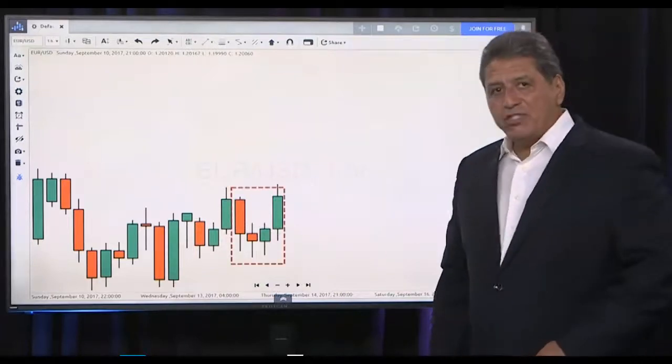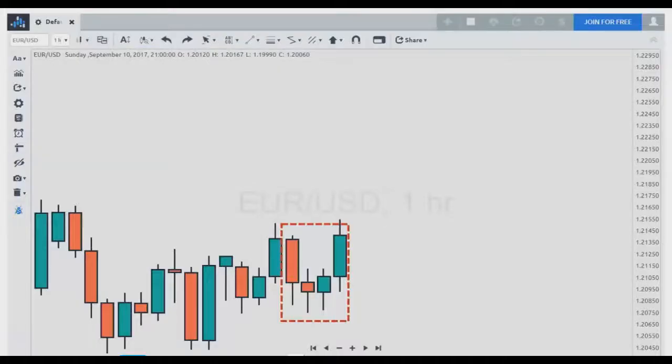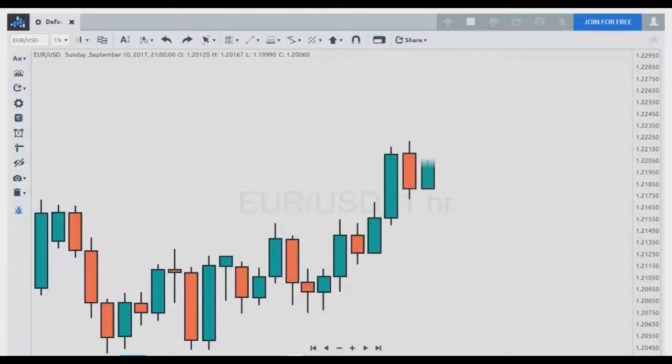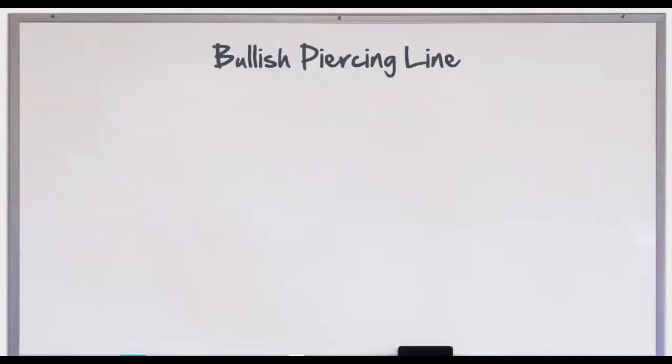And so there's your morning star, and this is what happens after the morning star appears. The trader is anticipating a bullish move. Next, we have what's called a bullish piercing line.